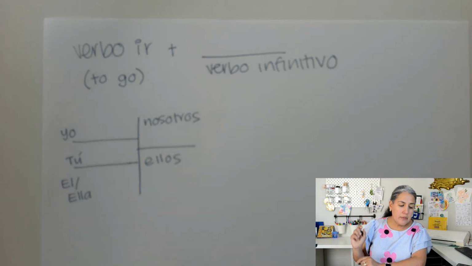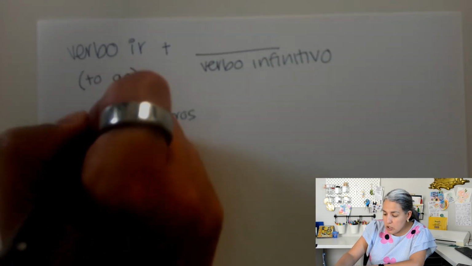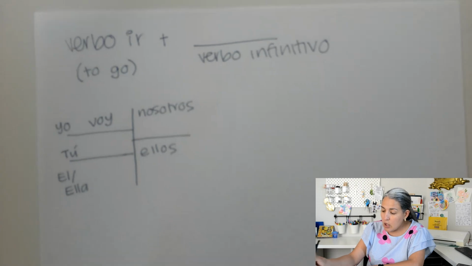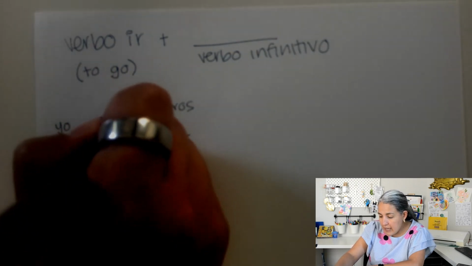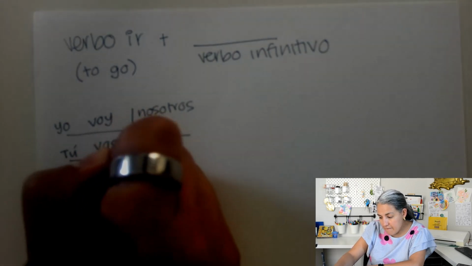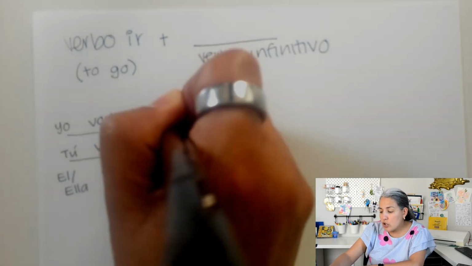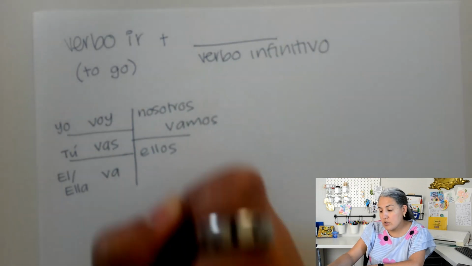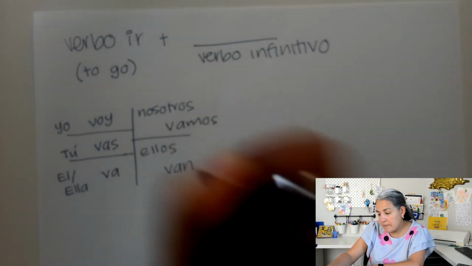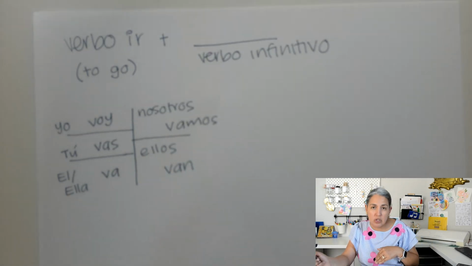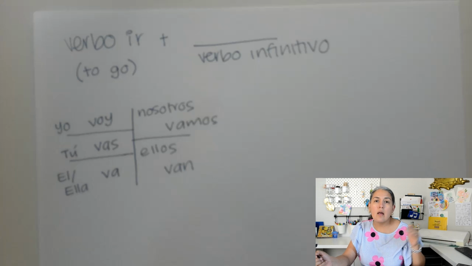So let's start. With yo, we're going to say yo voy. This is all in the present tense. Tú vas. Él or ella va. Nosotros vamos. Y ellos van. So we're saying I go, you go, he or she goes, we go, they go.